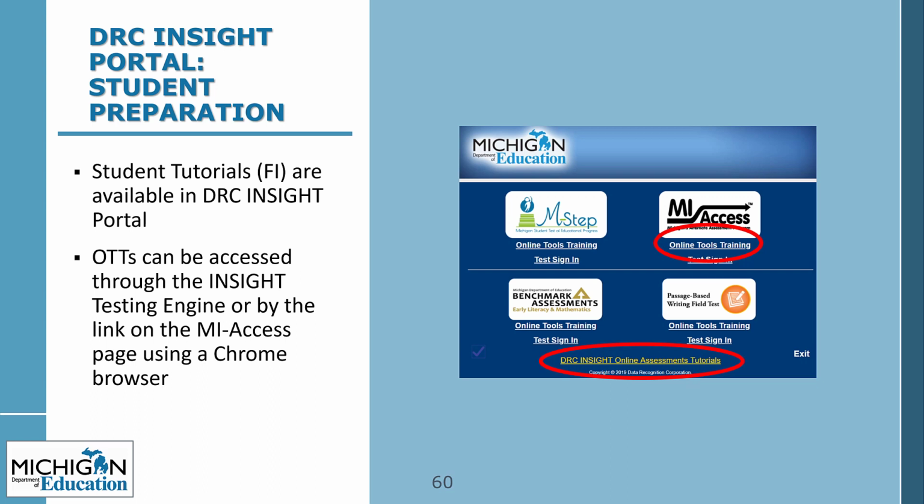You can launch Insight, and the tutorials are the yellow link at the bottom of the page, and you can see the OTTs listed under each assessment logo. You can also access them from the My Access webpage as long as you use a Chrome browser. Go to the Parent Student Information section and select the link My Access FI Online Tools Training. The page that opens has a link to the OTTs on the top portion of the page.